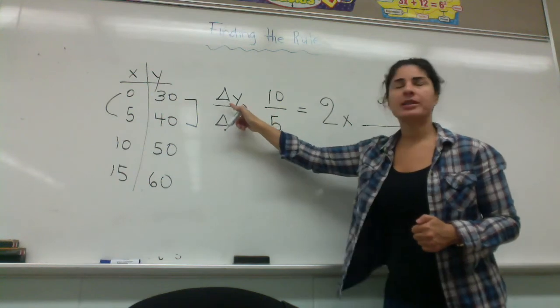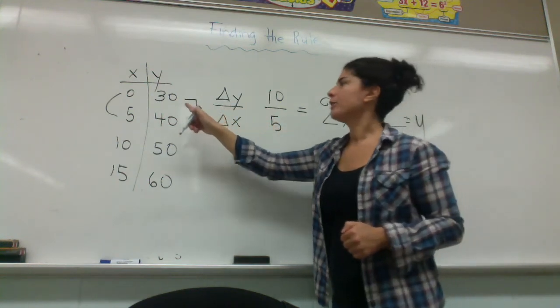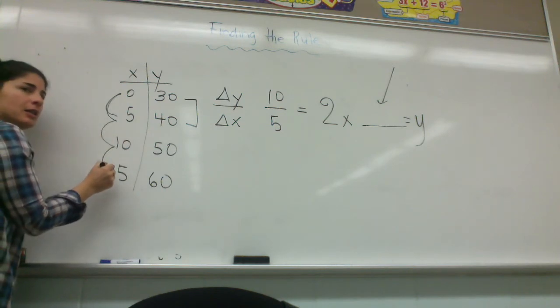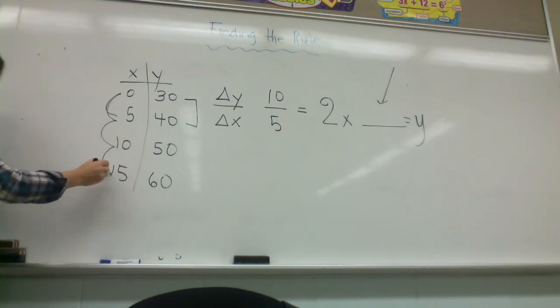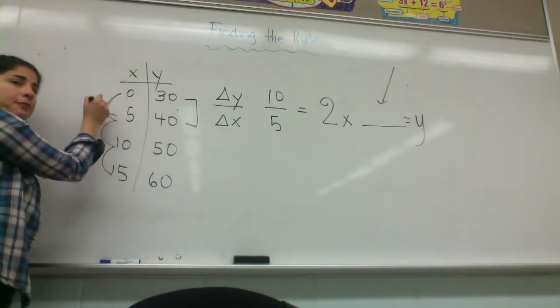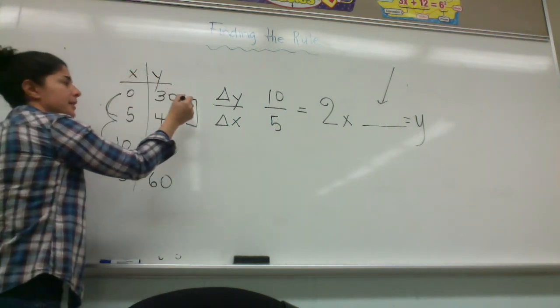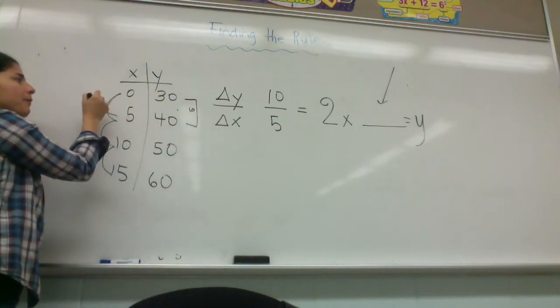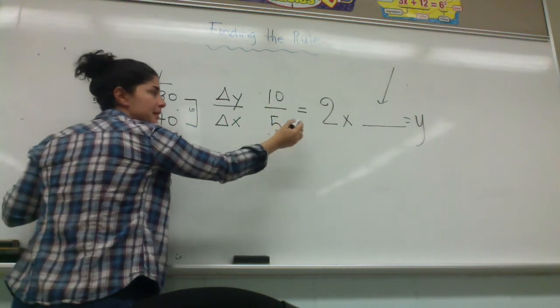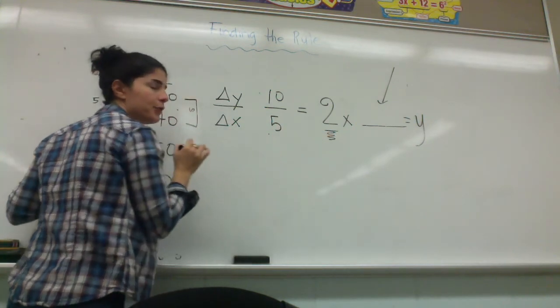Divided by, remember this line means to divide, the change in x. What's the common difference in x? 5, right? So I got the 10 from here divided by the 5 from here. 10 divided by 5 means that there is a common difference of 2.